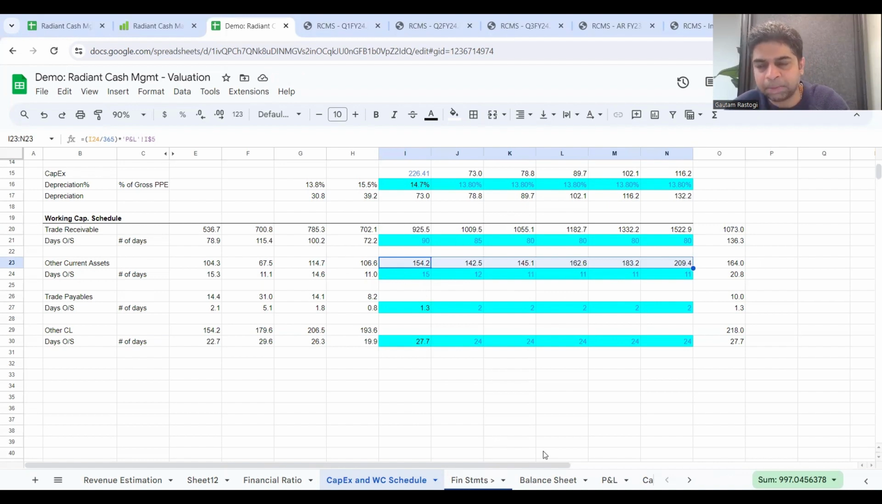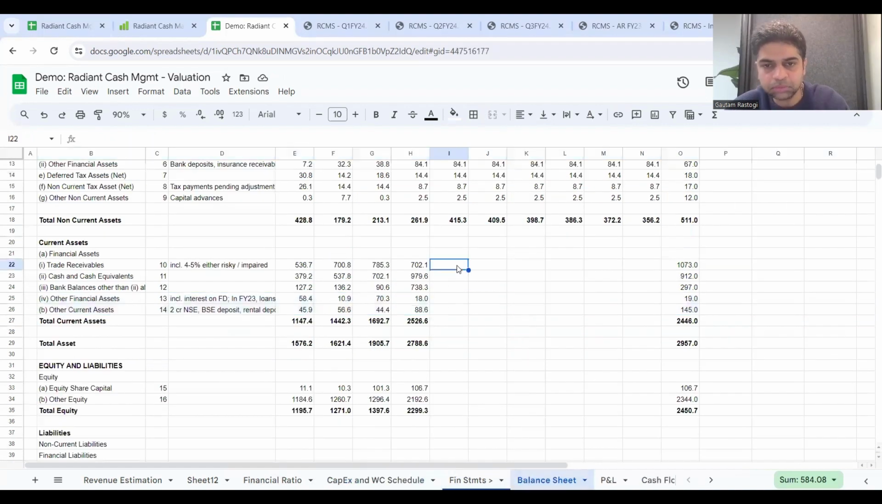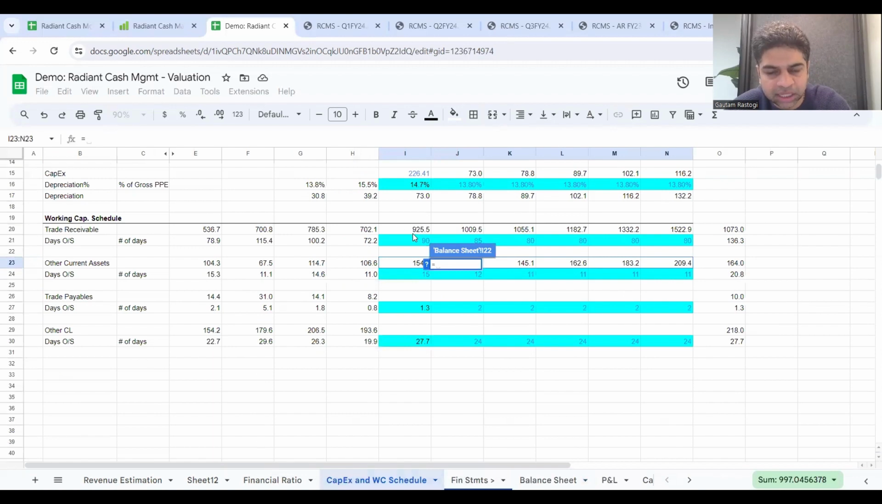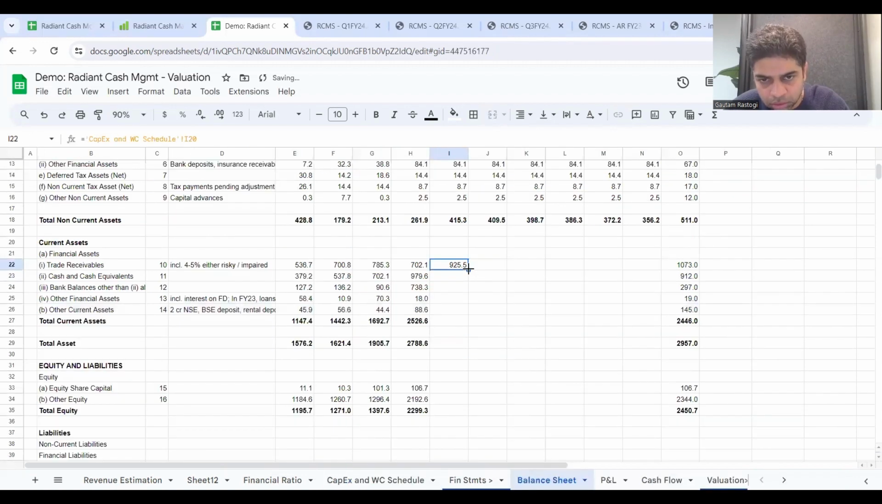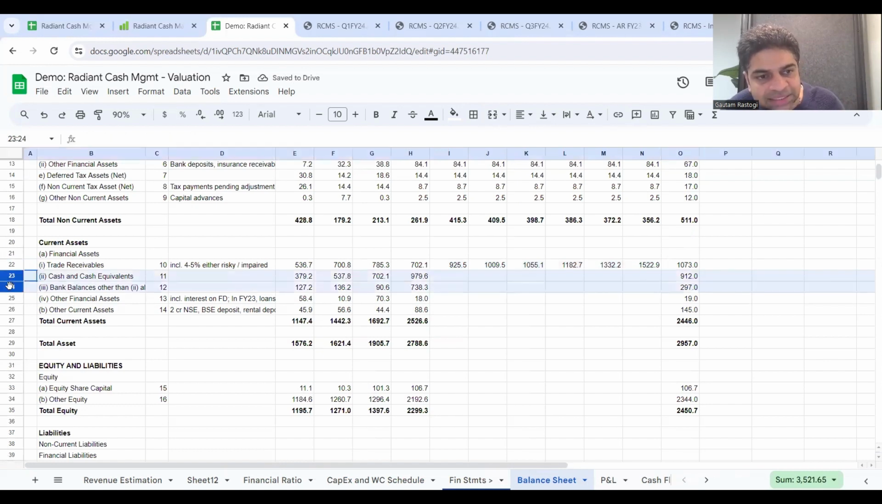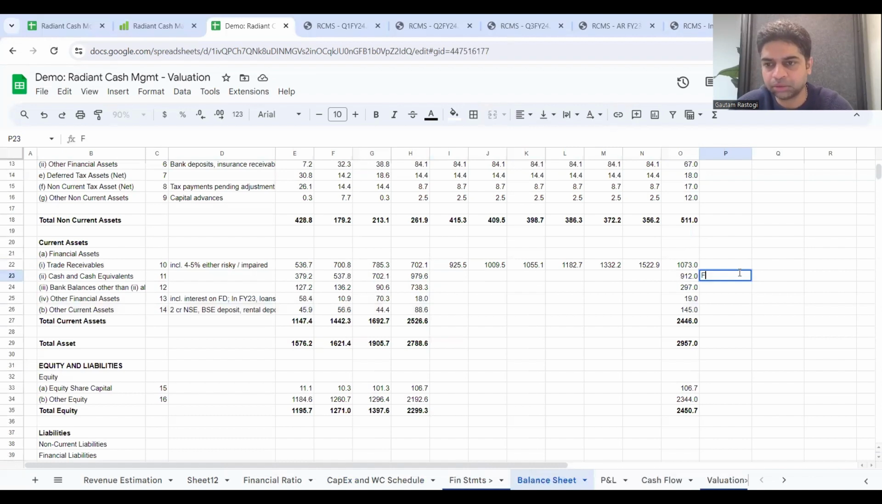So let's complete our current assets का modeling. Trade receivables. Let me pull from here. यहां से मैं pull कर लेता हूं. ड्रैग कर देता हूं, काम खत्म. कैश और बैंक बैलेंस ये मॉडल नहीं करना है अभी. ये दिस वुड कम फ्रॉम कैश फ्लो स्टेटमेंट, फ्रॉम सीएफ. तो ये जब कैश फ्लो करेंगे तो लिंक करेंगे. अभी ये दोनों अभी मॉडल नहीं करने.